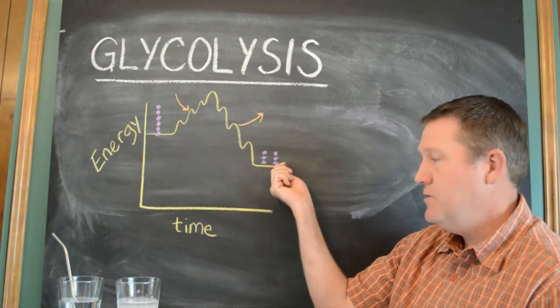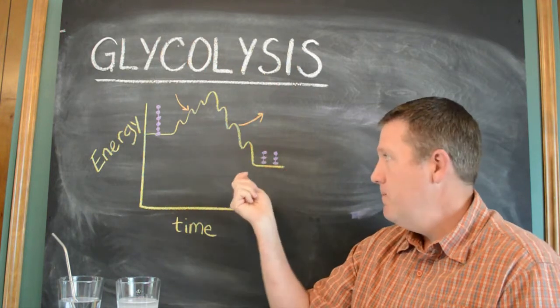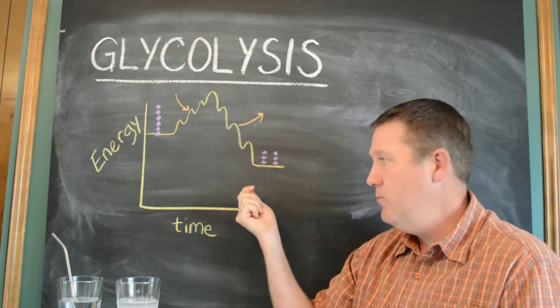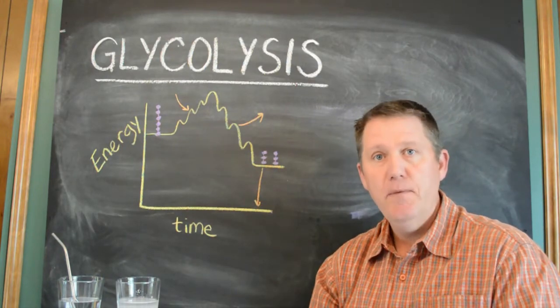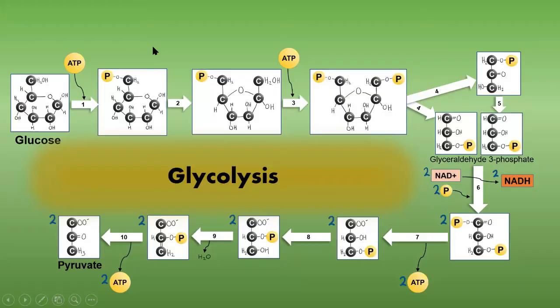And these pyruvates are not the end of the story. They still have energy in those chemical bonds, and we have more energy we can extract from that, but that's going to have to wait till later. Well, here's a pretty thorough summary of glycolysis. It's intimidating, I know. It's a lot to take in. So we start over here with glucose. Let me point out a few things just to help you make sense of it.